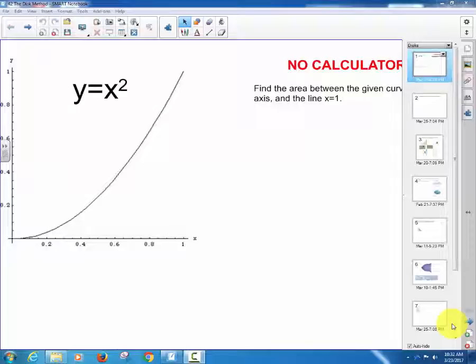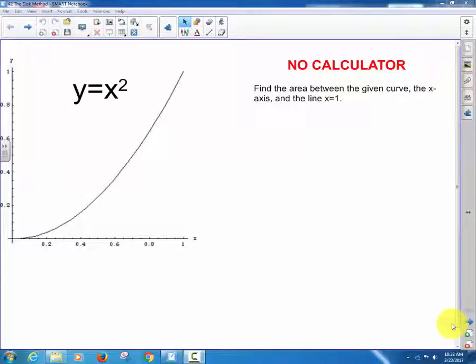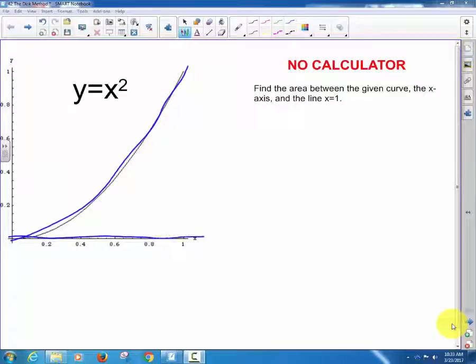So I want to start off with just a review, an easy review. There's the first equation I got for you. I want you to find the area between the curve, the x-axis, and the line x equals 1. Now, where are we talking about there? What region are we talking about? Here's the curve, y equals x squared. The x-axis, right here. And the line x equals 1 is right there. So we're talking about this region right here.